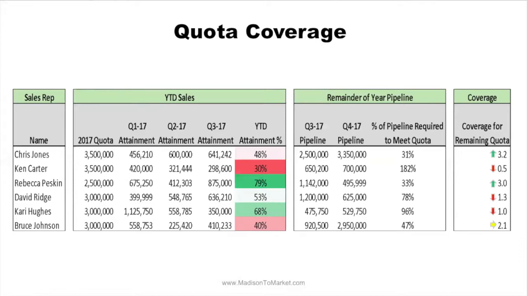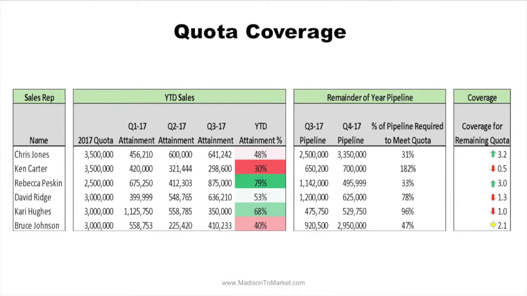A frequently used and valued simple metric is the coverage metric, which you see here to the far right. Anything 3 or above is considered very healthy in terms of satisfying your quota, while anything between 2 and 3 is considered borderline, and then anyone with a value of under 2 is considered risky and unlikely to hit their number for the year. Specifically, coverage divides the pipeline amount by the remaining quota in order to convey a rep's likelihood to achieve quota.